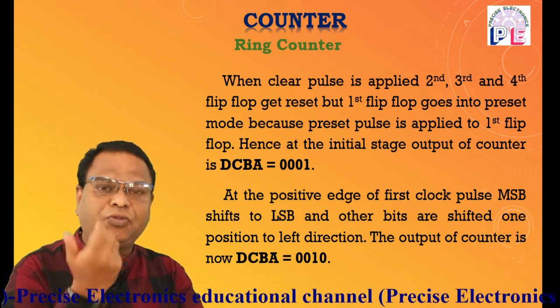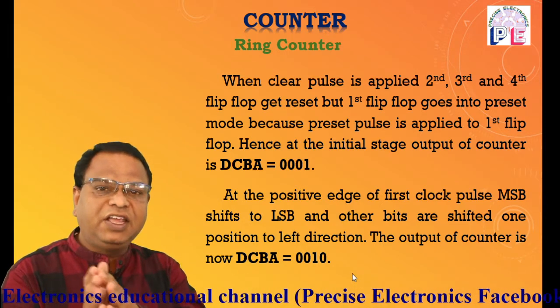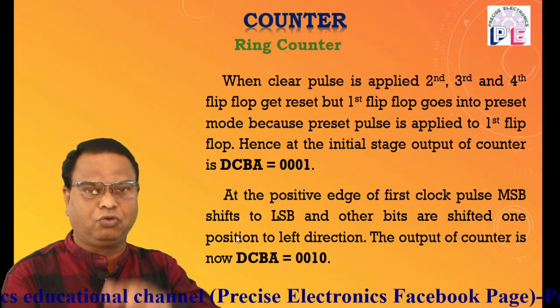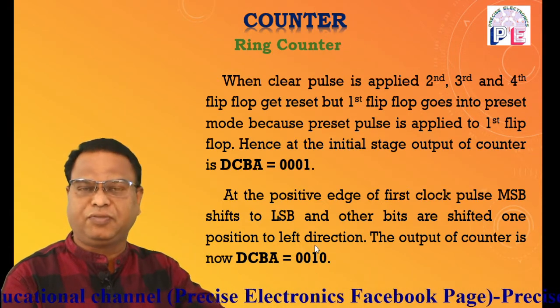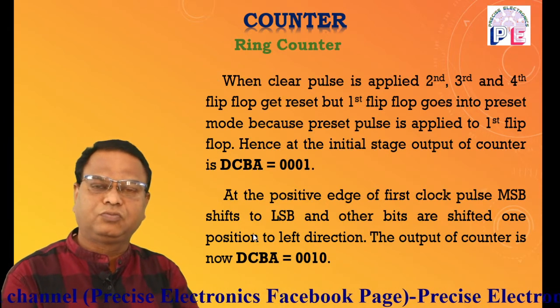So at the end of the first clock pulse, the output of counter is DCBA equal to 0010. The 1 is shifted to the second flip-flop. So DCBA is equal to 0010.